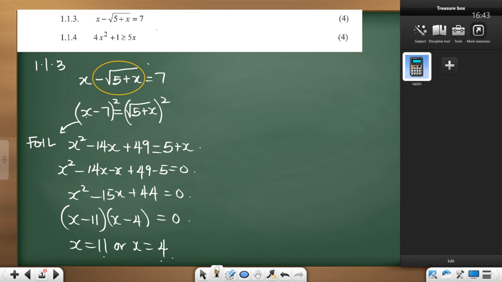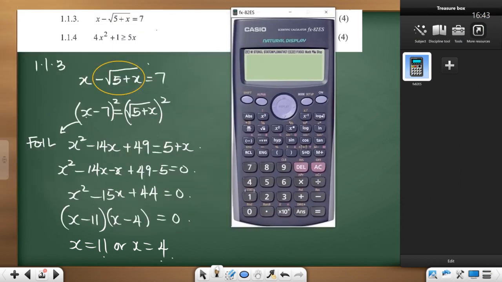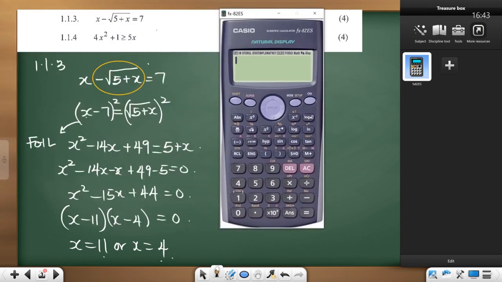Let me show you what I mean. All right. This is what I mean. Let's grab a calculator. I'm going to throw in my value of x as 11. 11 minus the square root of 5 plus 11. All right. I get a 7. So 11 works. Now let's go try the second one. 4 minus the square root of 5 plus 4. That is not working. So it means x cannot be 4.